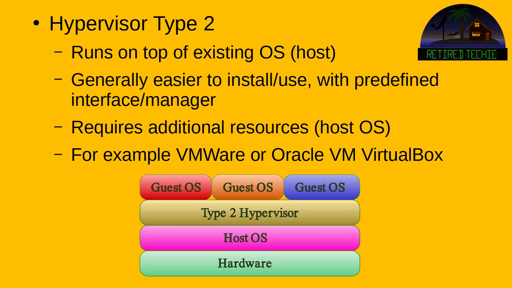Examples of a Type 2 hypervisor are VMware or Oracle VM VirtualBox. You can see from the graphic below, we have the hardware, we have an OS layer on top of that, which is our host OS, and then we have our Type 2 hypervisor on top of that. And finally, we get to our guest OS installations on top of the Type 2 hypervisor.